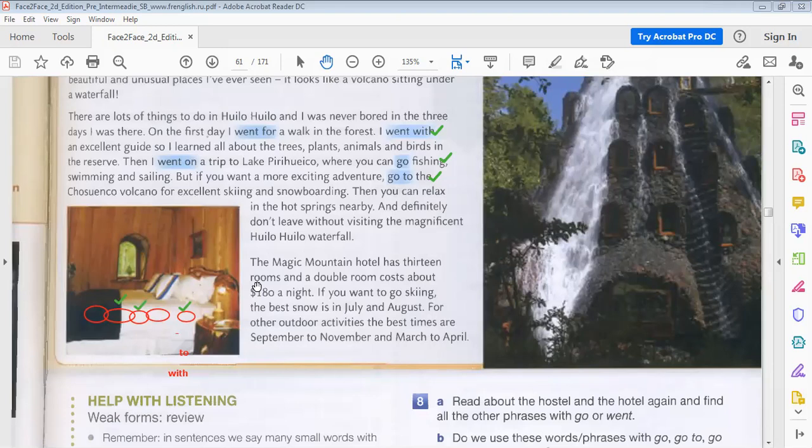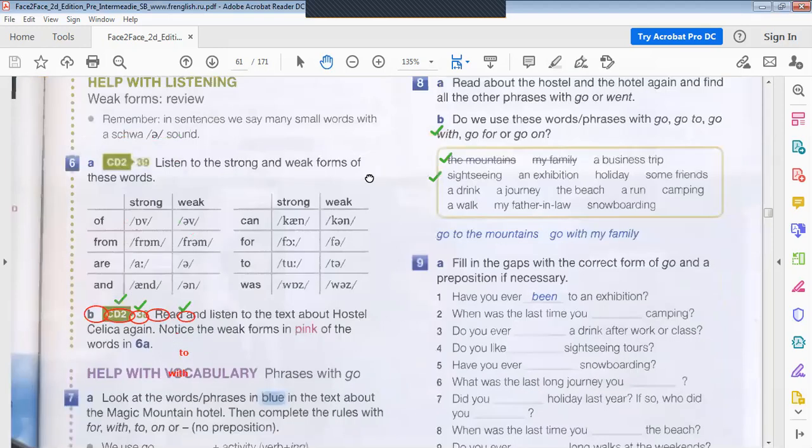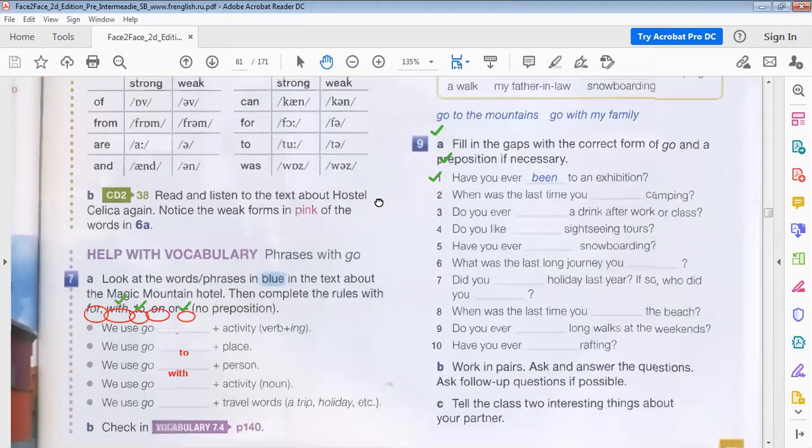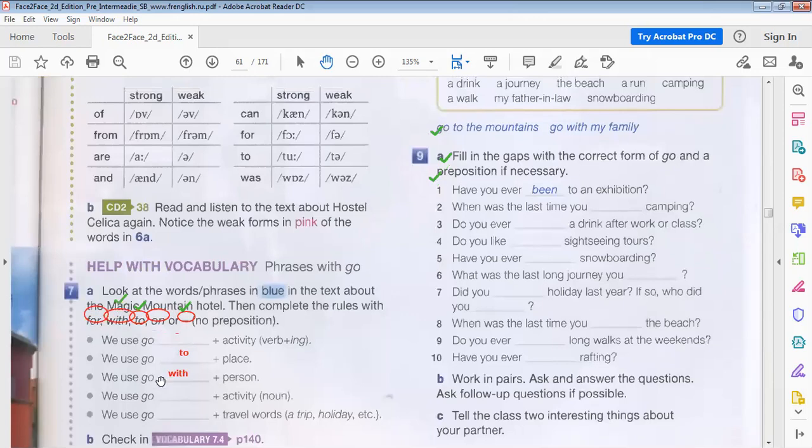And let's go back. Let's check the question one more time. Can you see the question? So the two options we have, it says go plus activity, and the activity is a noun. And the last option is go plus something for travel words: a trip, a holiday, a vacation. Okay, with travel we use go on. Right, so we go on a holiday, we go on vacation, we go on a trip. So this means we only have one answer left.